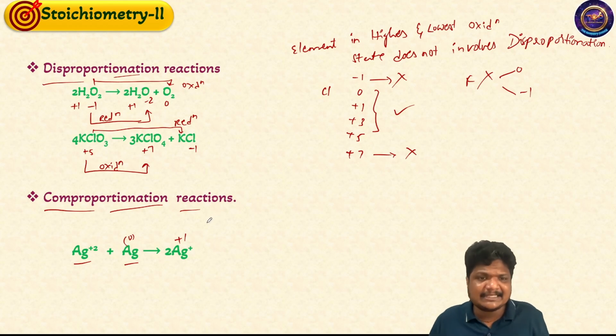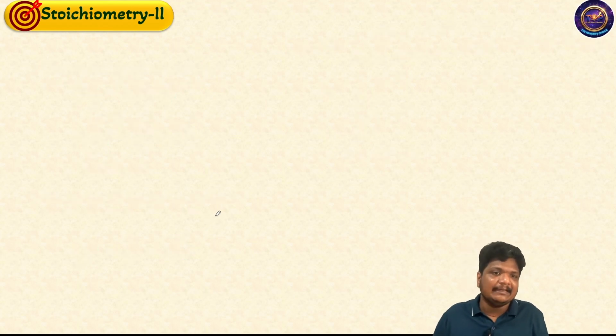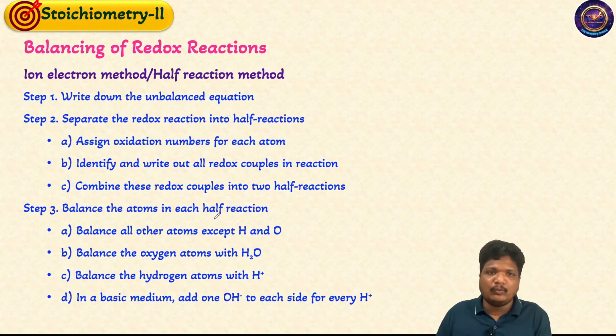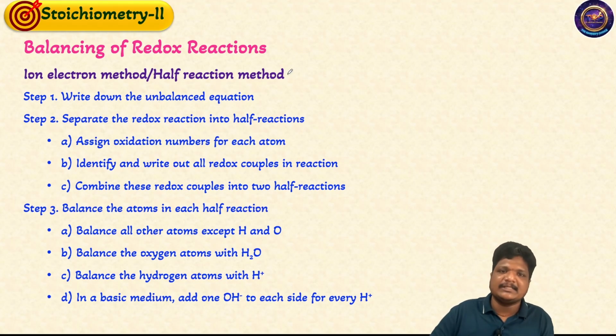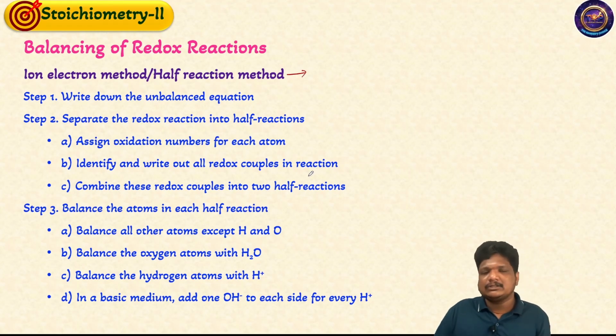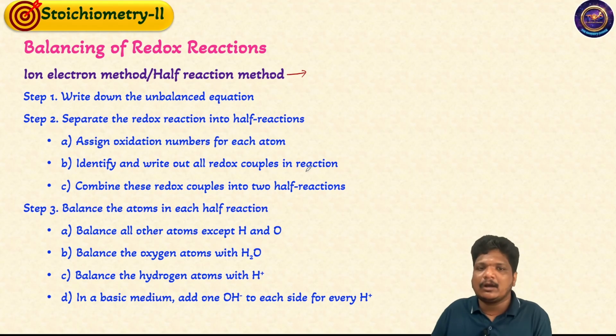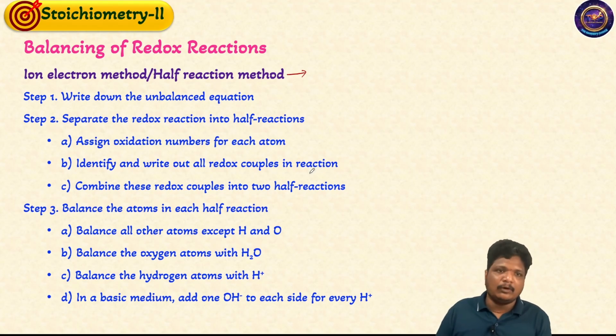Now let us see how we can balance the redox reactions. In order to balance redox reactions, we have two methods. One is the ion electron method, another one is the oxidation number method. The ion electron method is a somewhat lengthy method, whereas the oxidation number method is a short method which is helpful for competitive examinations. Anyhow, you can observe both the methods.